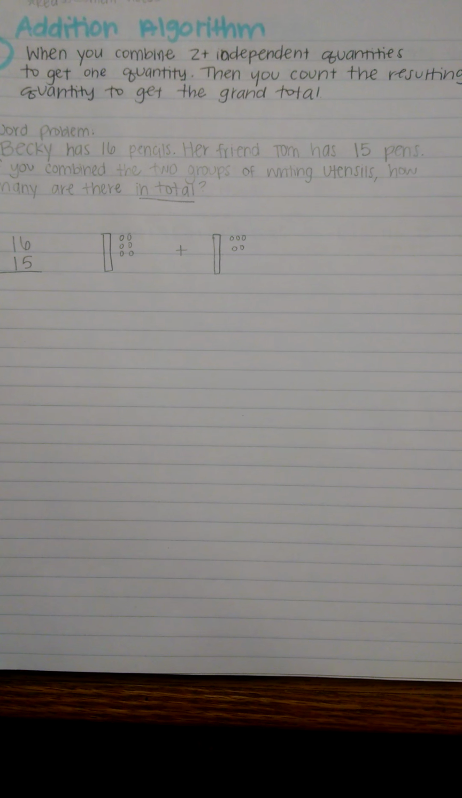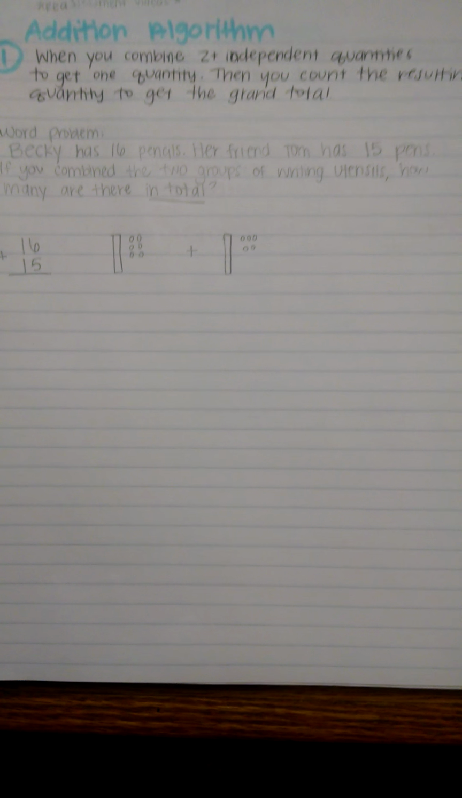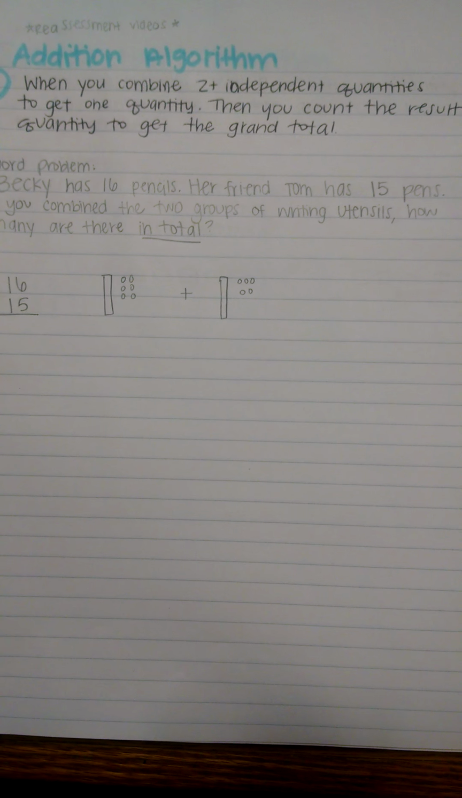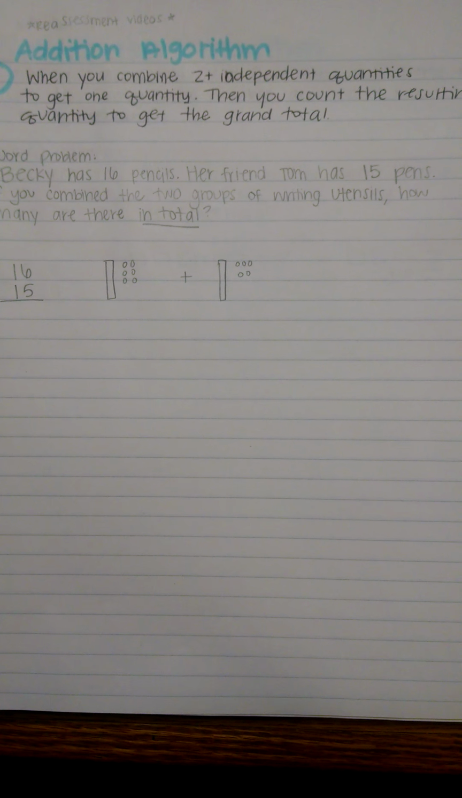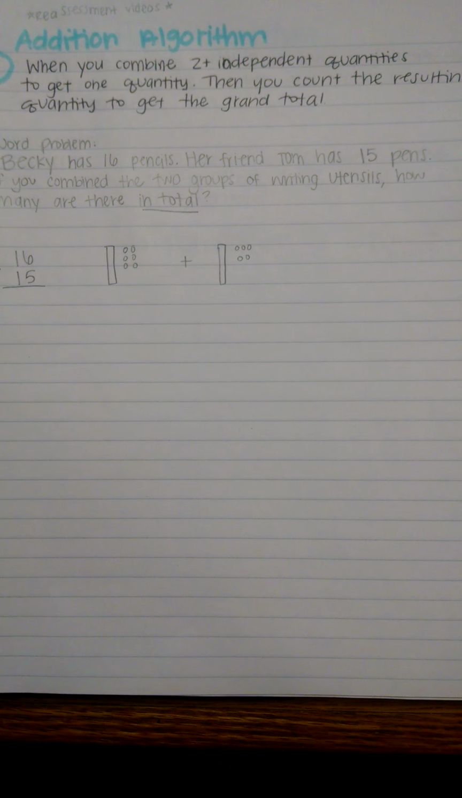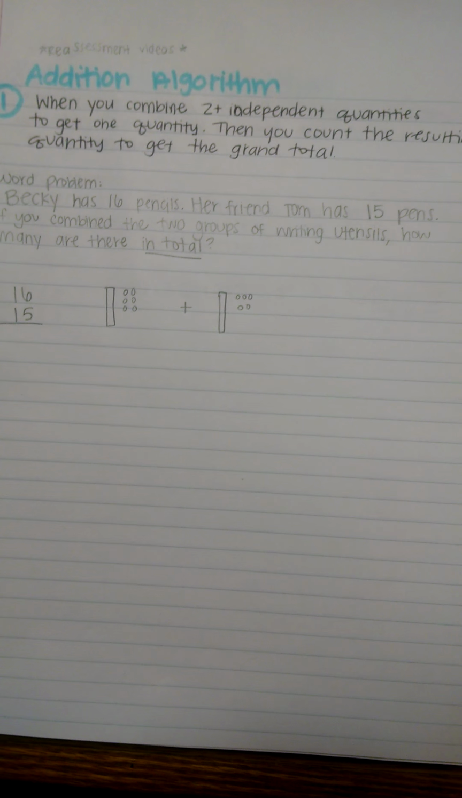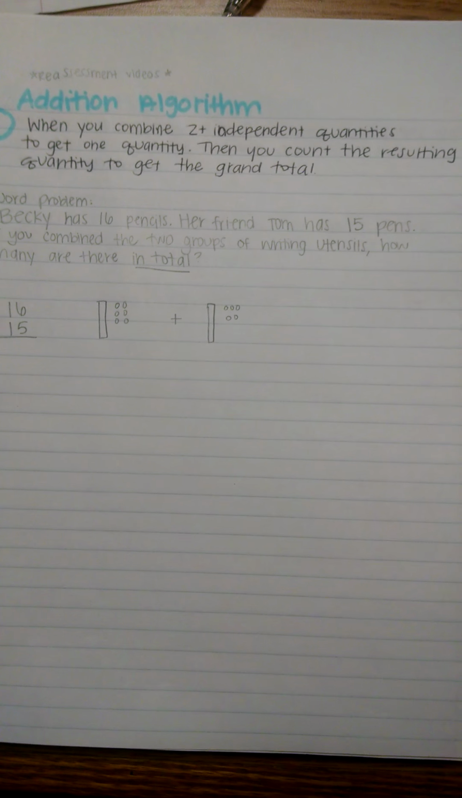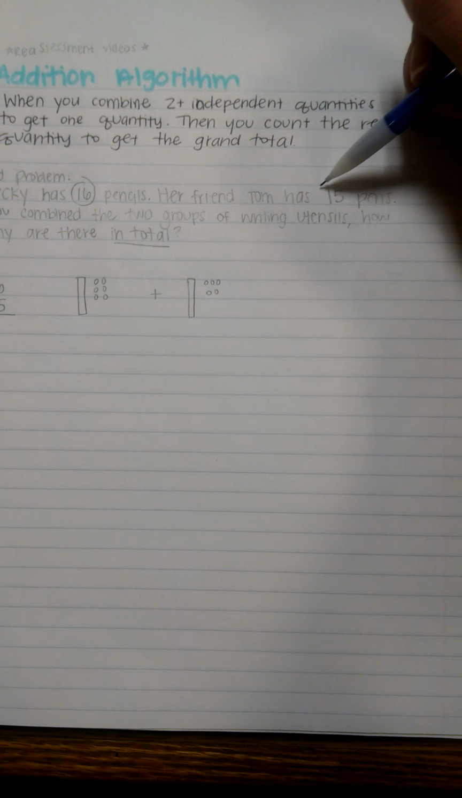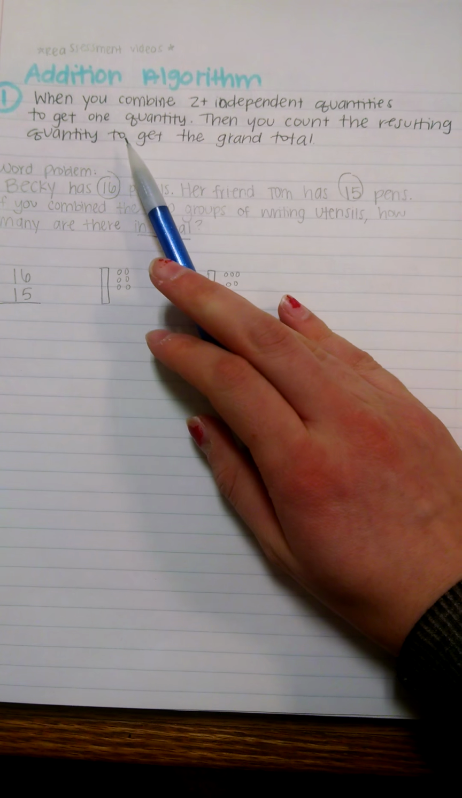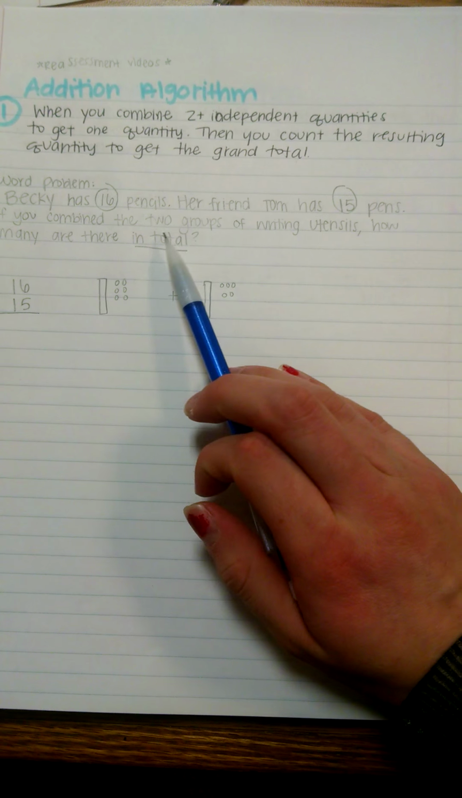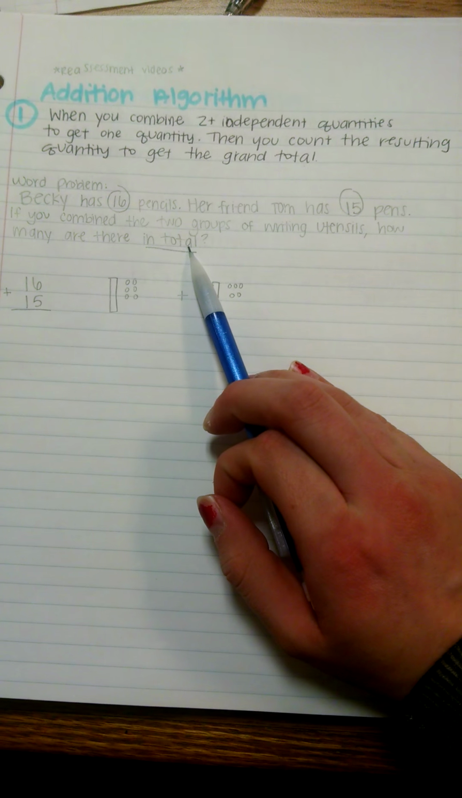So let's do a word problem to better understand this. Becky has 16 pencils. Her friend Tom has 15 pens. If you combine the two groups of writing utensils, how many are there in total? Just like the definition says, you have two independent groups, so that would be the 16 pencils and the 15 pens. And then you count the resulting quantity to get the grand total. So how many are there in total?